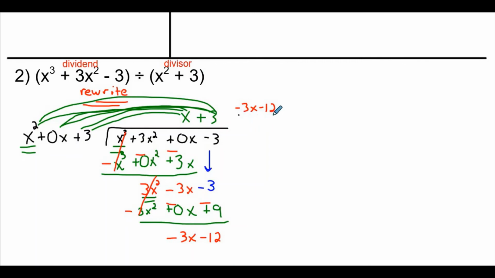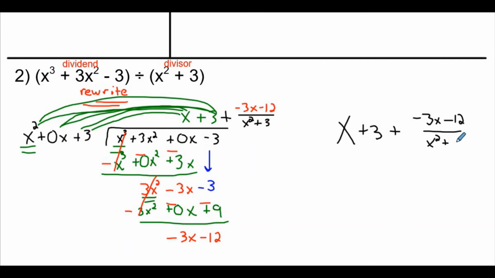And then we divide that by the divisor, which was x squared plus 3. And we put a plus sign here. And a lot of students will say, why don't you use a negative? You've got to be careful. Here is one answer: x plus 3 plus negative 3x minus 12, over x squared plus 3.